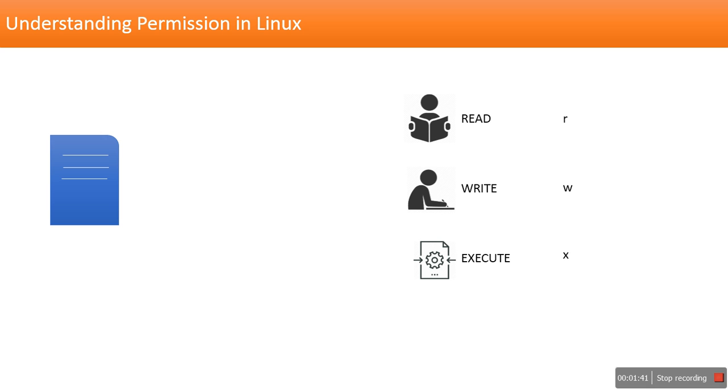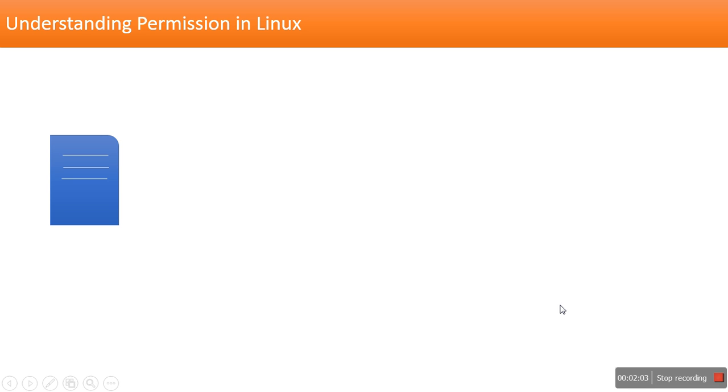Now these permissions are represented by RWX. Read is represented by R, write by W, and execute by X. There is one more representation, that is numeric representation, where read permission is denoted by 4, write by 2, and execute by 1. Now we will see, if we have a file with some permissions, how those permissions will be represented in both notations.